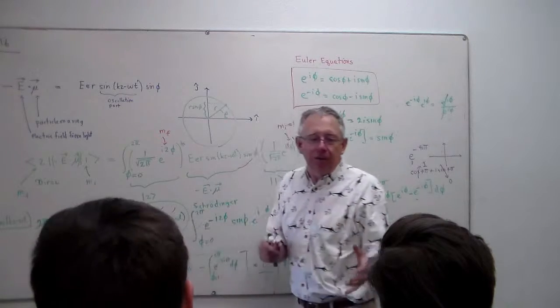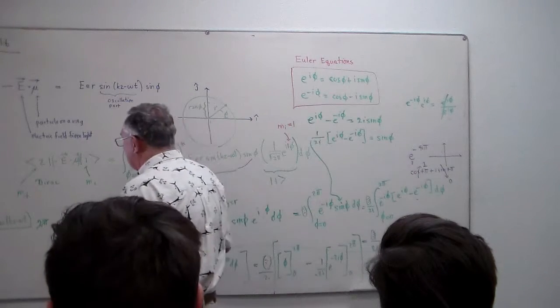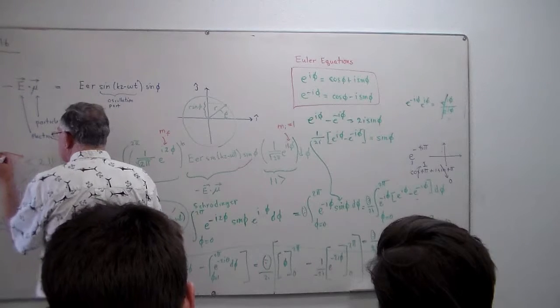Now, let's see if you can tell me how to write the Dirac. So this is the transition moment integral.